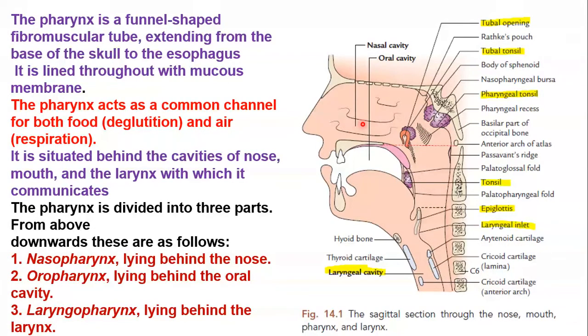The part which is behind the nose is known as the nasopharynx, and the part which is behind the oral cavity is known as the oropharynx, and the part which is behind the larynx is known as the laryngopharynx.